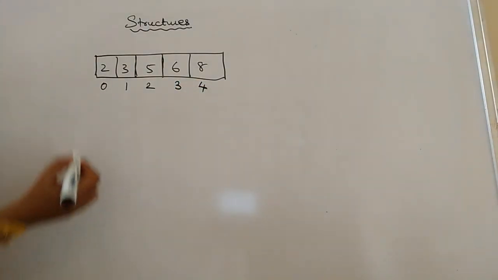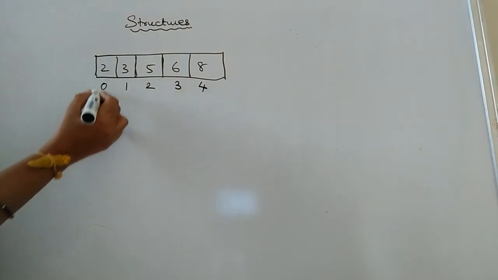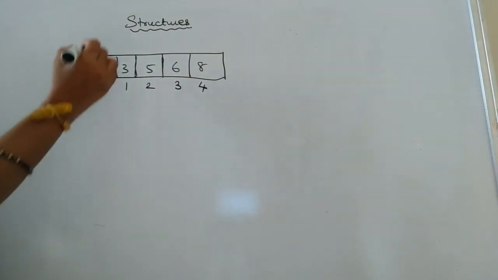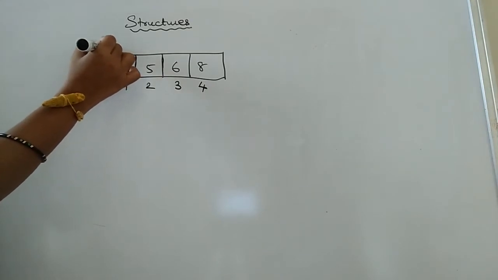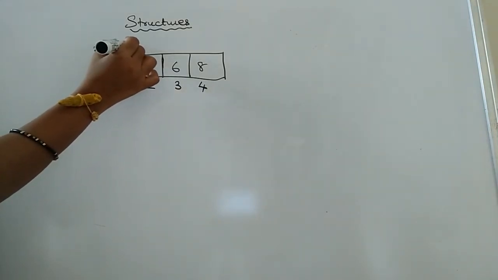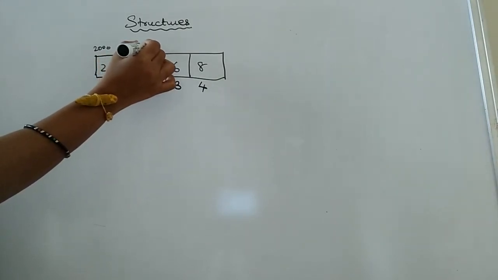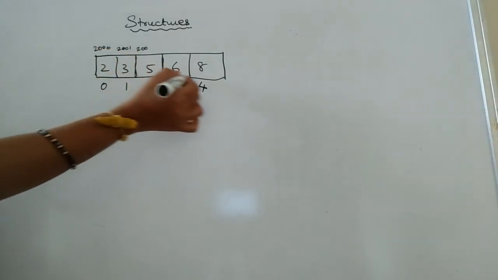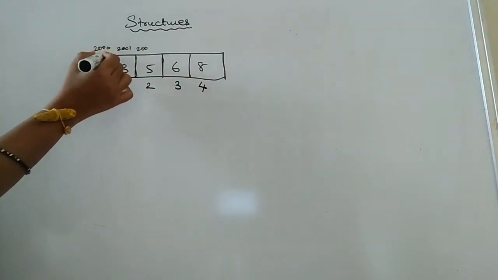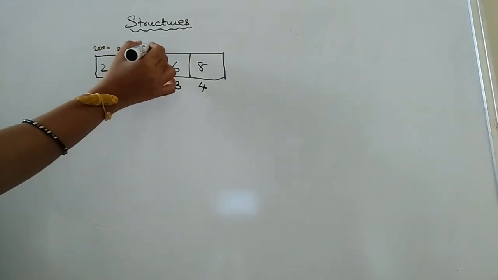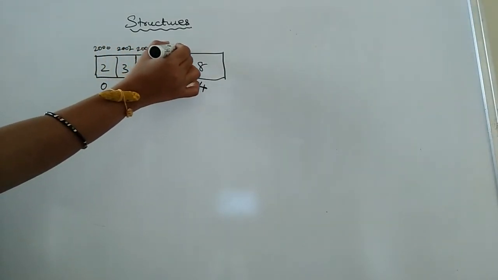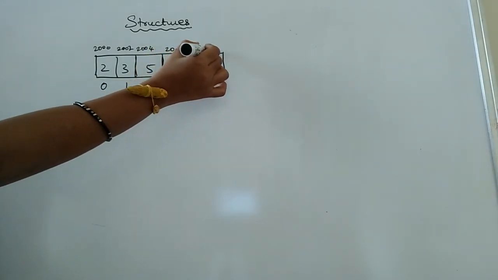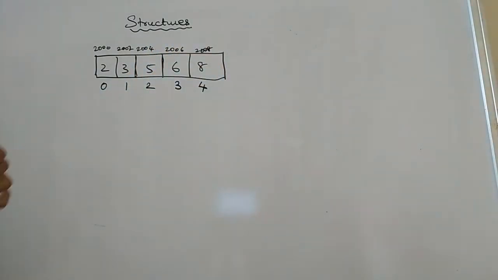When we look at the memory locations of these elements, just for an example, since it's an integer type of data, the memory locations here will be 2000, 2002, 2004, 2006 and 2008. So in such a way, the elements get stored in consecutive memory locations.